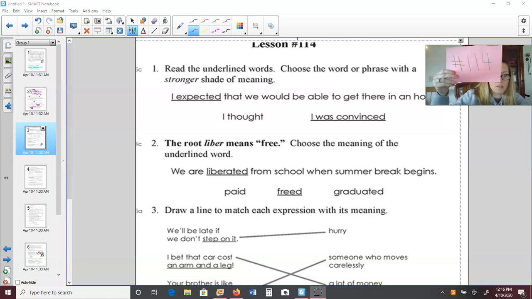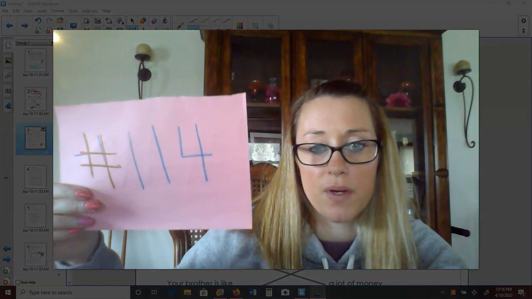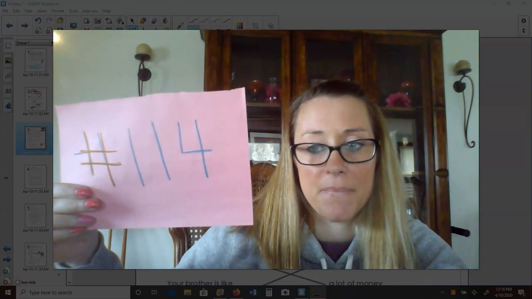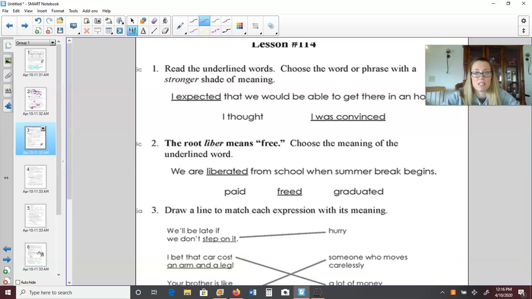All right, friends, those of you tuning in, we are getting ready to start lesson 114 for today's grammar. Okay, so we take a look at number 1. It says to read the underlined words, choose the word or phrase that has the stronger shade of meaning. So I expected that we would be able to get there in an hour. Expected. So what could we replace that with that's a little stronger? Would we say, I thought that we would get there in an hour, or I was convinced? If you were convinced, that's pretty strong. More than just you thought, like you were absolutely for sure.